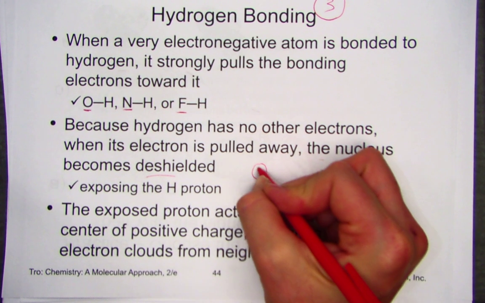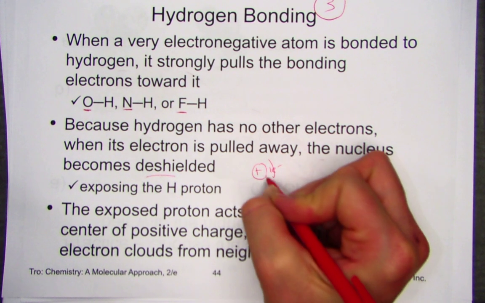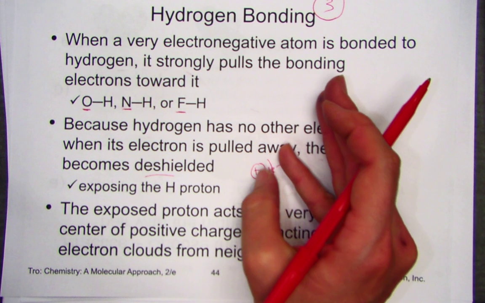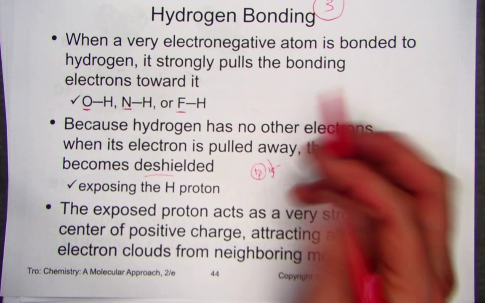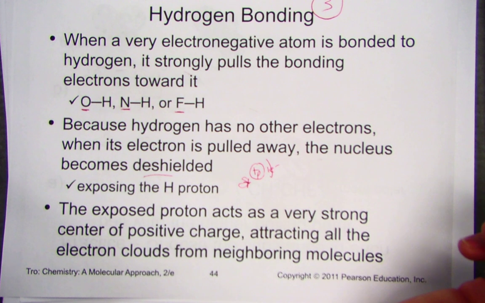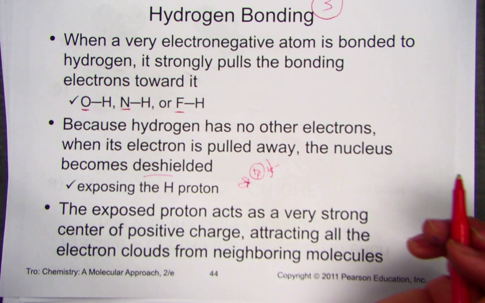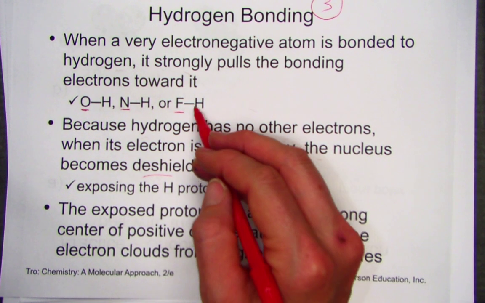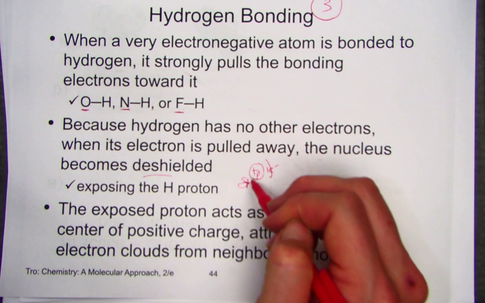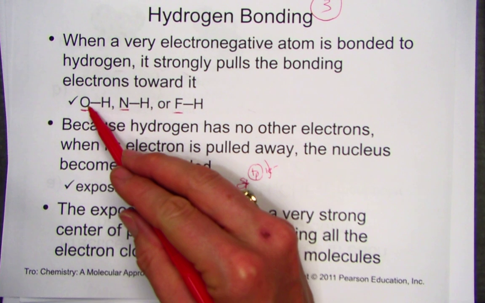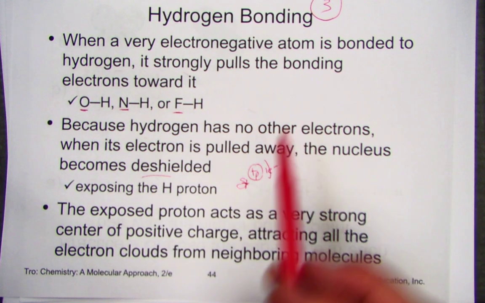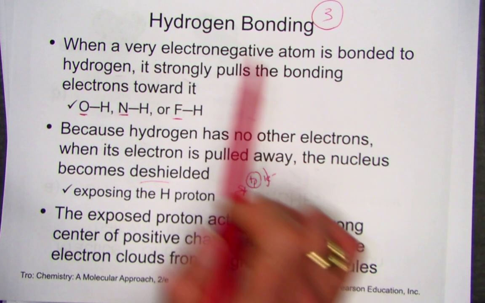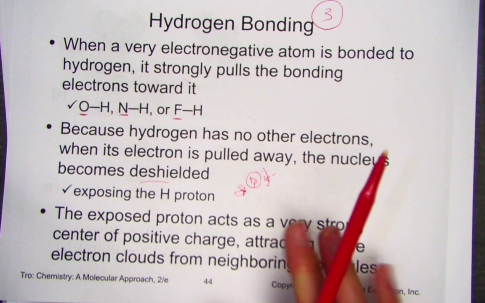A little proton really is, this is a picture of a little hydrogen atom. It's one positive proton, one negative electron, and if I steal its electron, I'm exposing that positive proton. And it creates a very strong positive core, a positive attraction. That hydrogen bond is that exposed proton being very attracted to either a fluorine, a nitrogen, or an oxygen. The attracting of electron clouds from neighboring molecules creates the strongest attraction of all, a hydrogen bond.